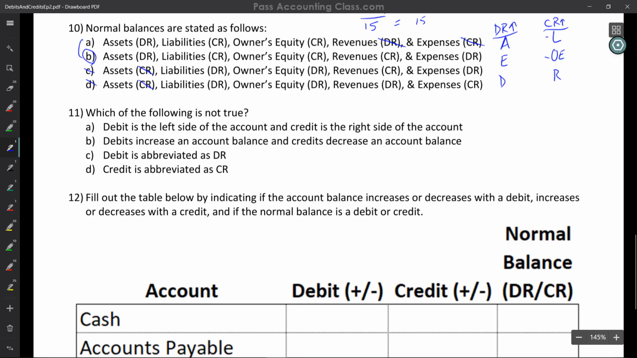It's going to be assets debit, yes. Liabilities credit, yes. Owner's equity credit, yes. Revenues credit, yes. And expenses debit. So that is correct. The next question states, which of the following is not true?